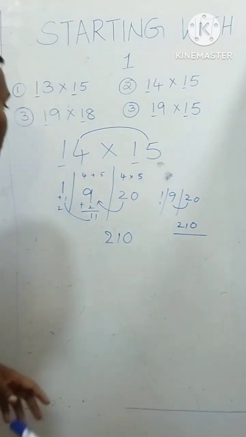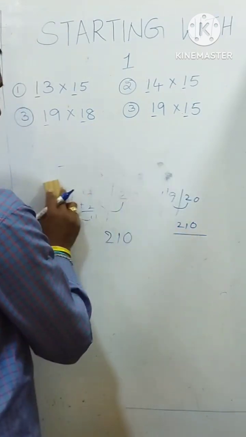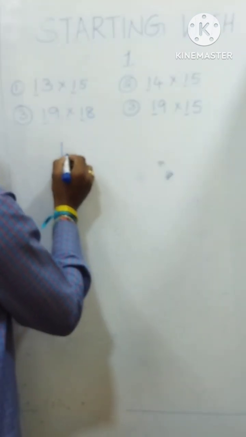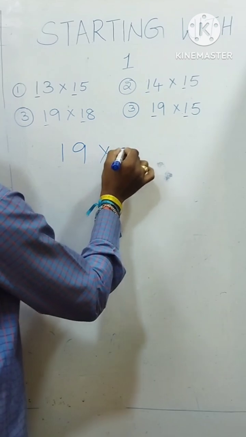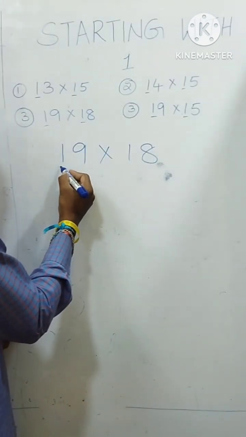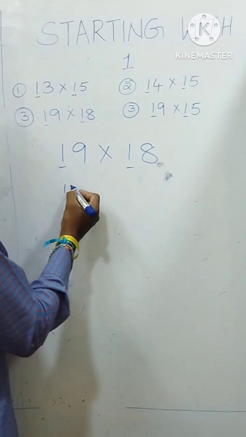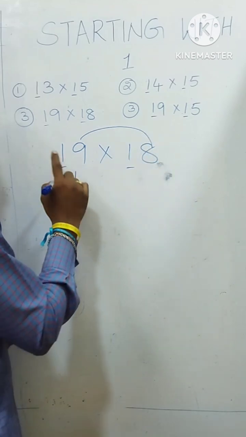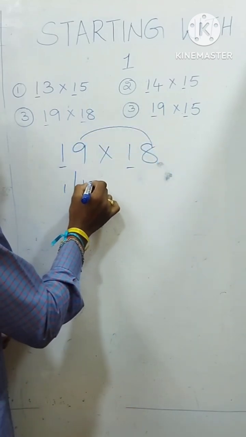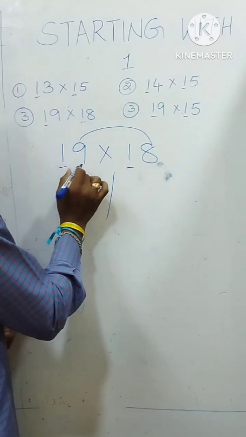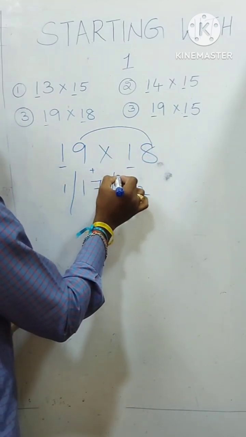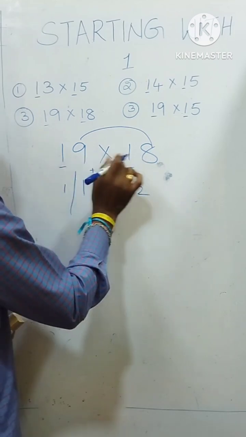Next, one more question. 19 and 18. What is the first step? You have to multiply 1 into 1. Next, in the middle, we should add these two. 9 plus 8, it becomes 17. In the last, 9 into 8, 72. Middle's addition, last multiplication of the digits.